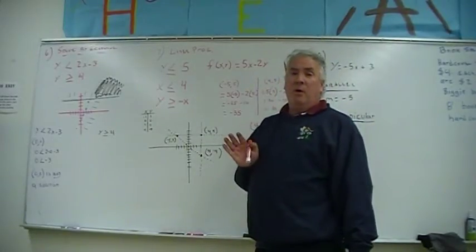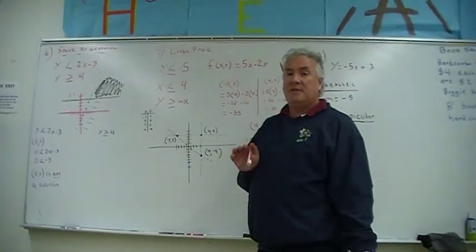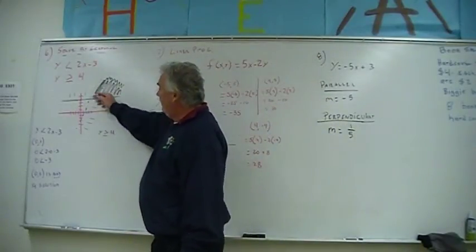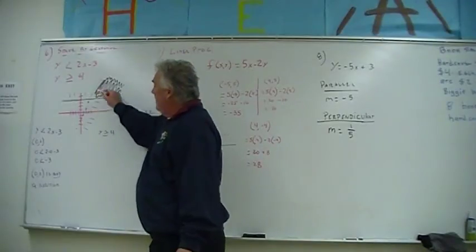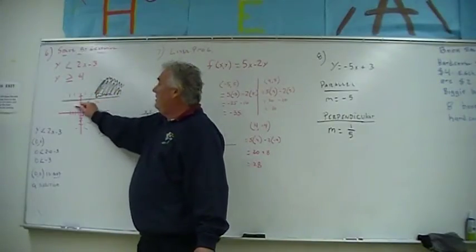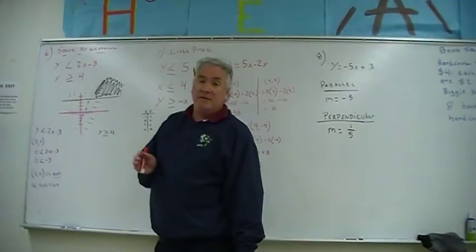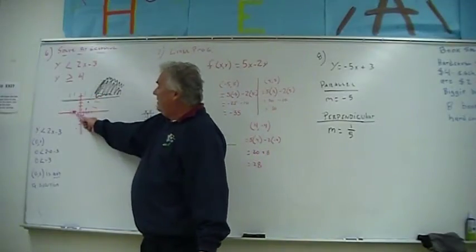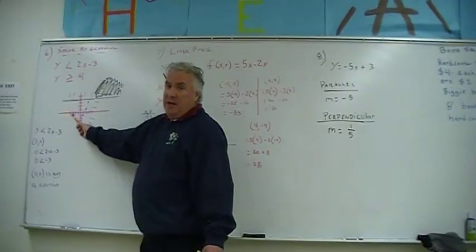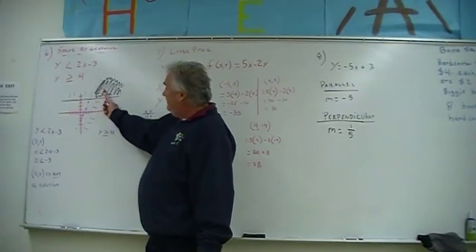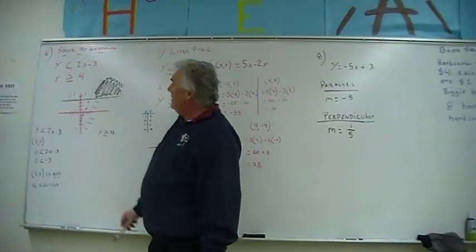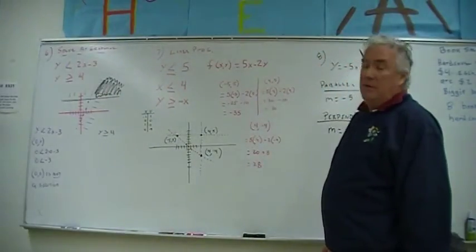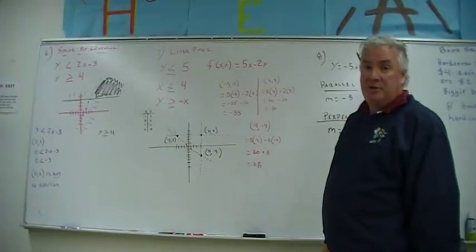There's going to be 4 sections to an answer because there's 2 lines crossing. So here's a section, here's a section, here's a section, here's a section. 2 of the sections will only have 1 shading. 1 of the sections will have no shading, and that section's opposite section will be fully shaded, and that's our solution set.